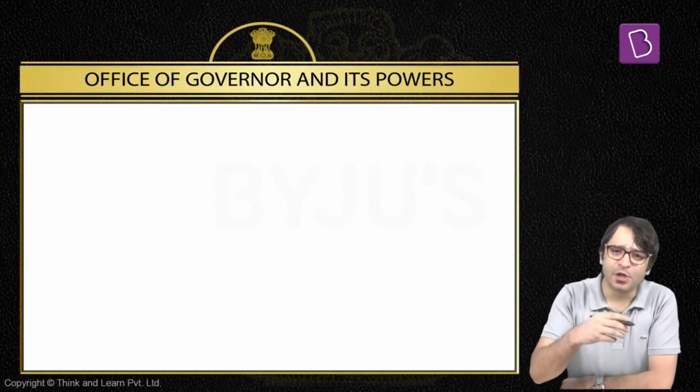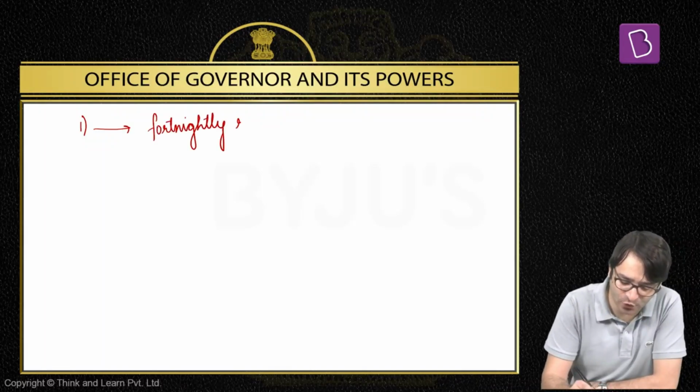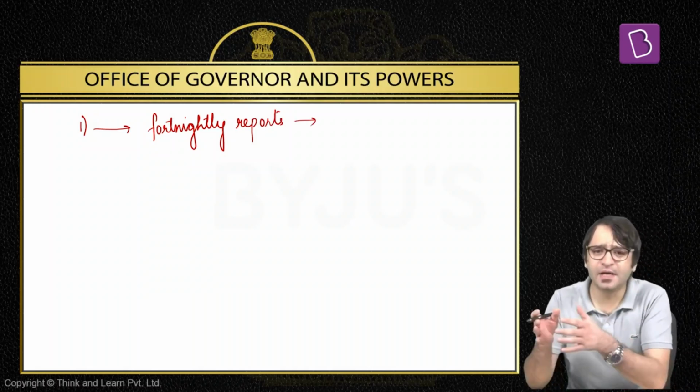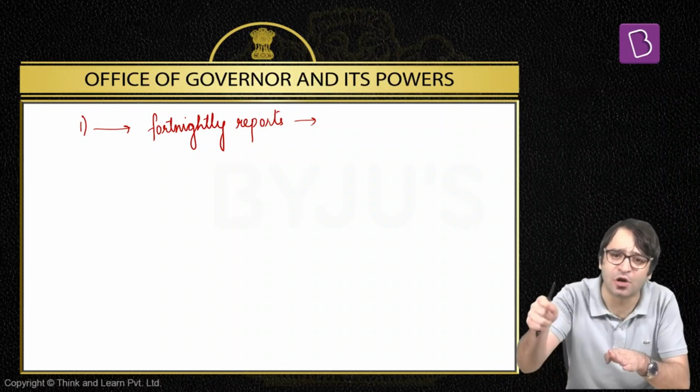But where is the governor using his discretion? Discretion number one, he sends fortnightly reports to the president. And what is mentioned in these fortnightly reports? How the administration of the state is being carried out. This report is sent by the governor to the president, and while preparing this report, he is not bound by the aid and advice of the Chief Minister and the Council of Ministers.